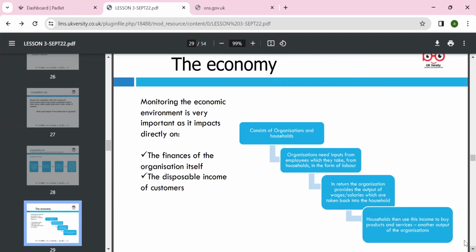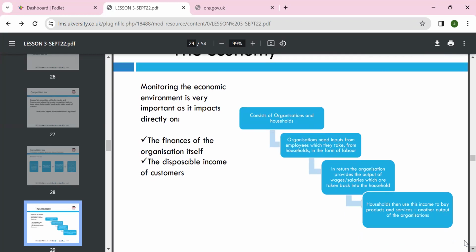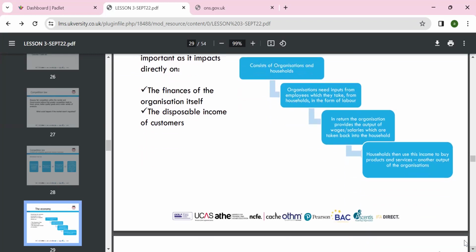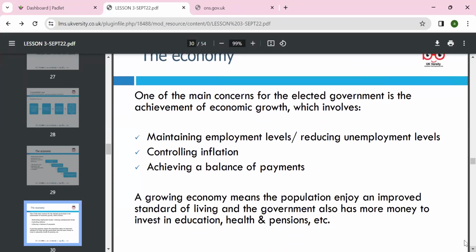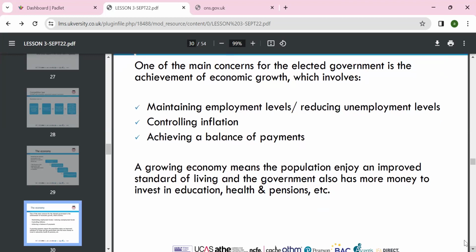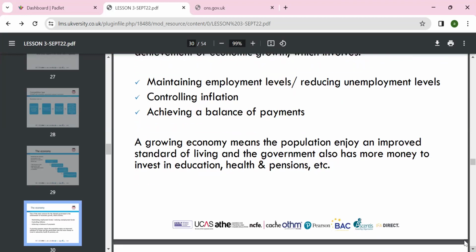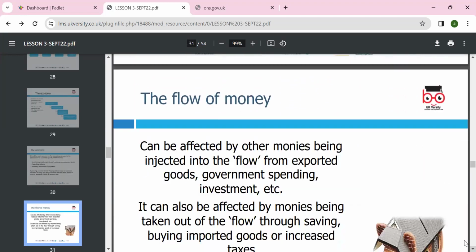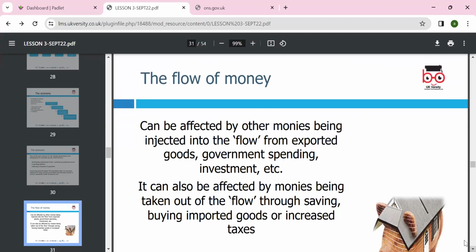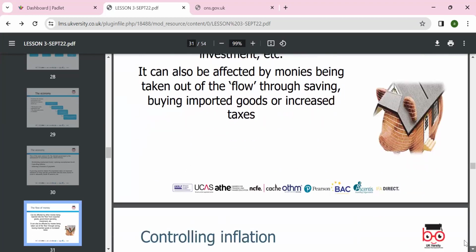Economics: we can look at monitoring, and the economic environment is very important as it directly impacts the finances of the organization itself and disposable income, which we need to keep in mind. One of the main concerns for the elected government is the achievement of economic growth, which involves maintaining the employment level, reducing unemployment, and controlling inflation. A growing economy means the population enjoys more, and the flow of money can be affected by other money being injected into the flow from exported goods and government spending.